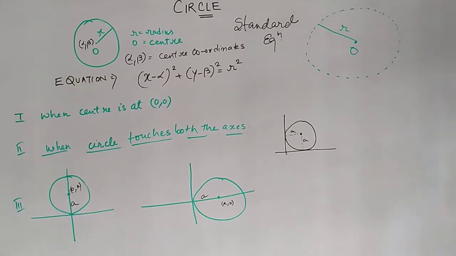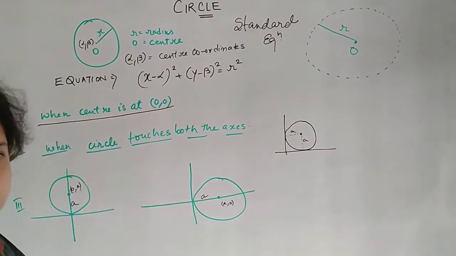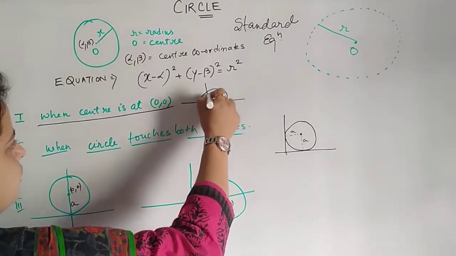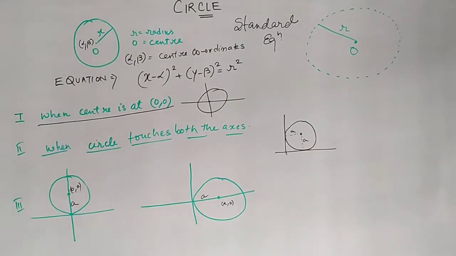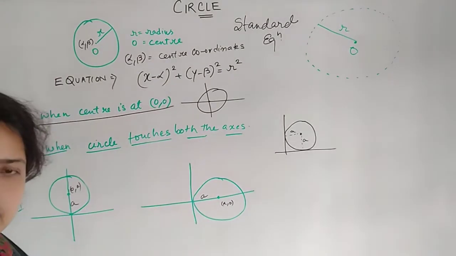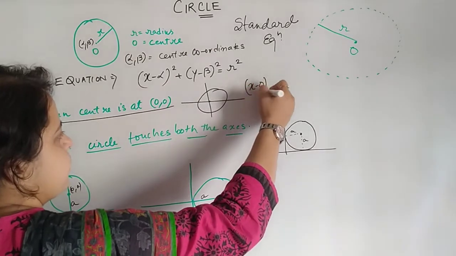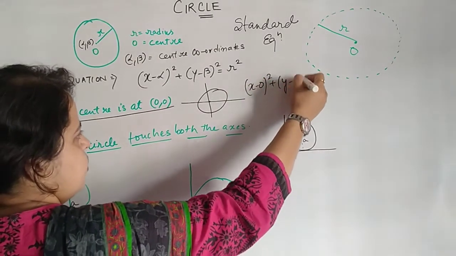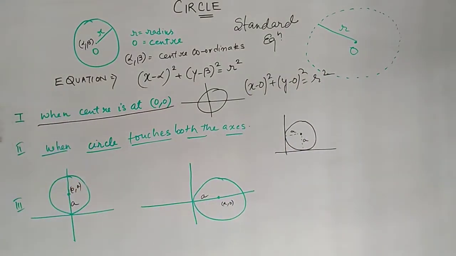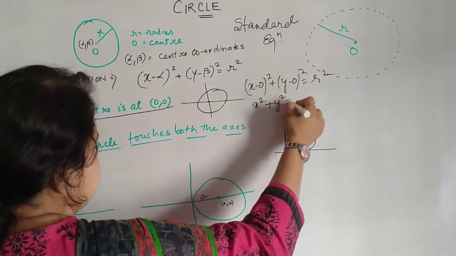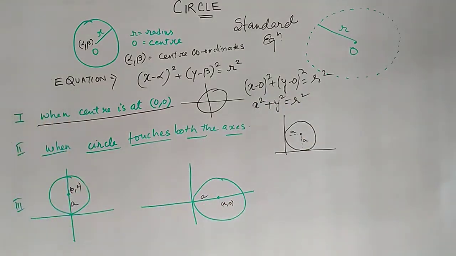When the center is at the origin, like this, then alpha and beta both are going to be 0. So in this case, (x minus 0) whole square plus (y minus 0) whole square, and the immediate equation we are getting is x square plus y square is equal to radius square.